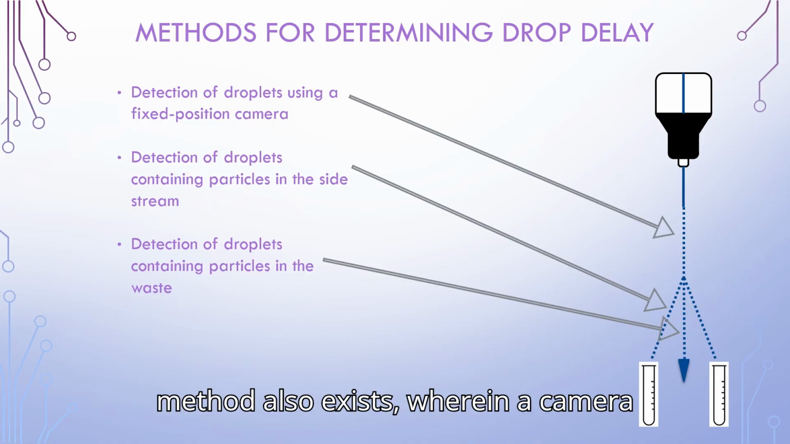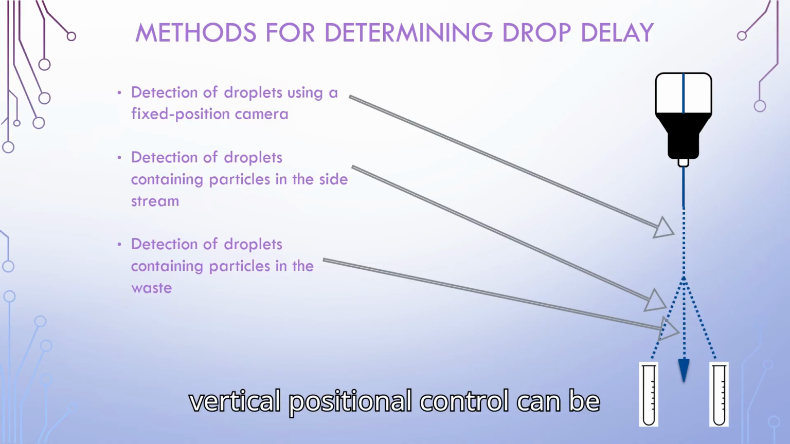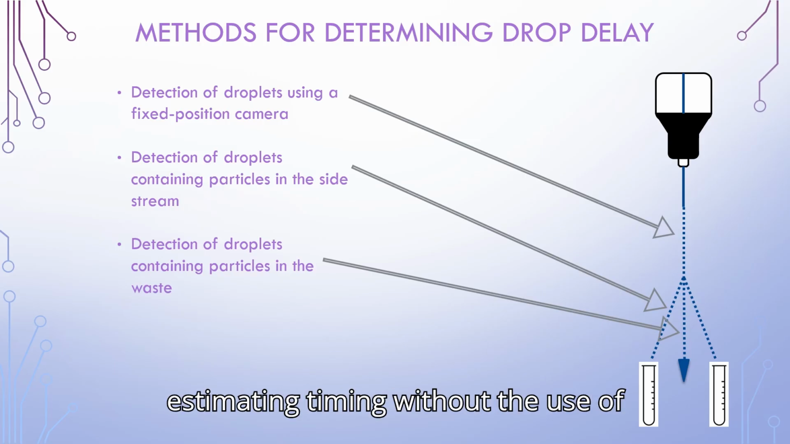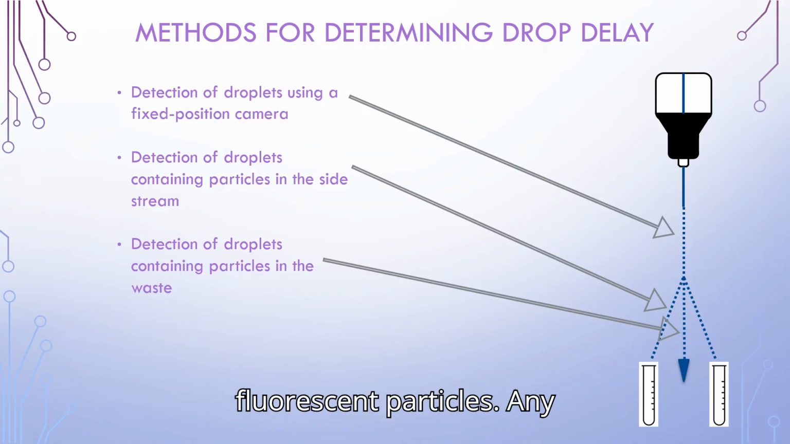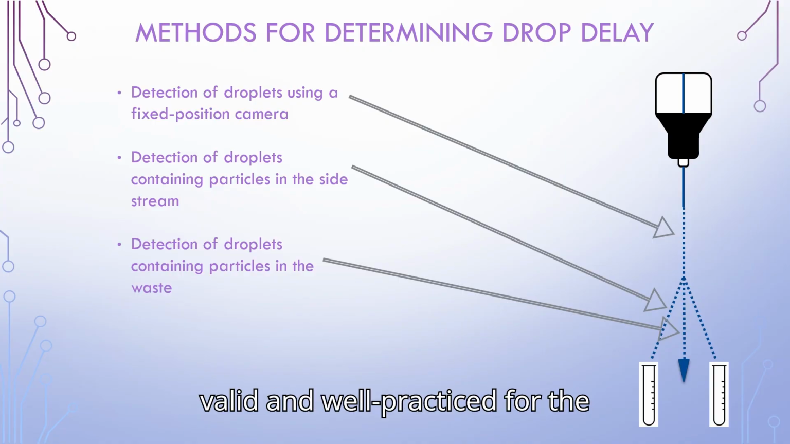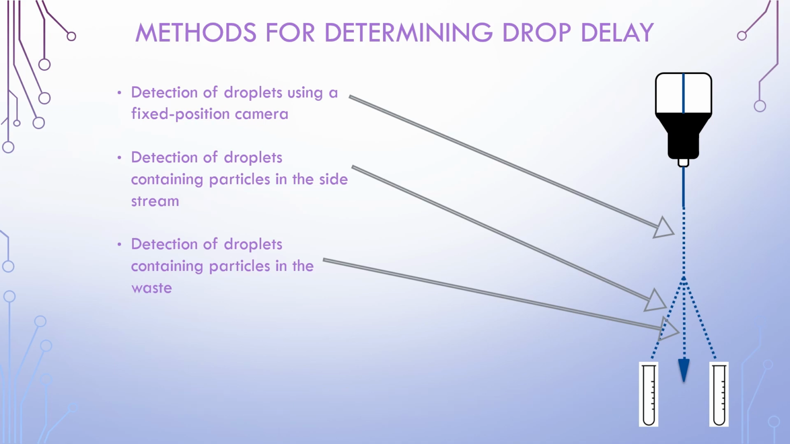A third method also exists, wherein a camera attached to an elevator with precise vertical positional control can be used to view droplet formation, thus estimating timing without the use of fluorescent particles. Any and all of these methods are entirely valid and well practiced for the delivery of precise and accurate drop delay results.